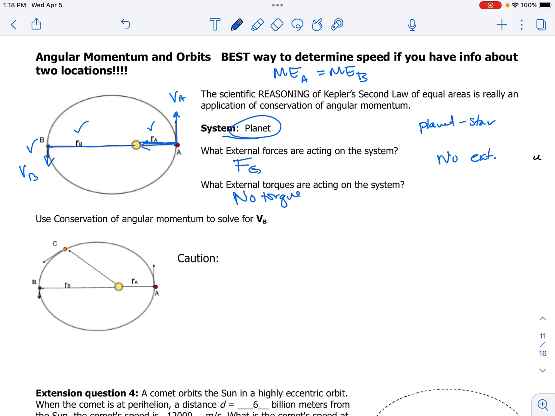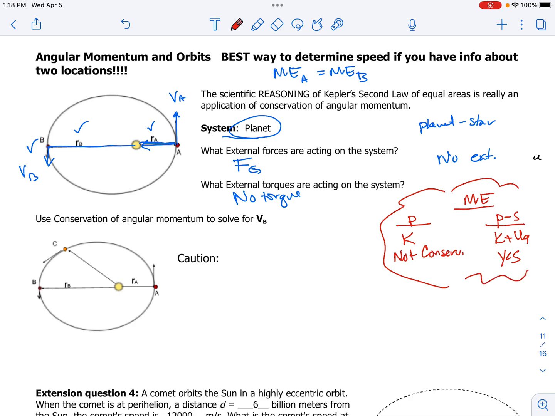Just as a quick review, because I always like to throw this in, if I was looking at conservation of mechanical energy, if I looked at just the planet system, this would just be looking at the kinetic energy, which would define the mechanical energy, and it would not be conserved, because you have that external force, the force of gravity, which is causing the satellite to speed up and slow down. If I looked at the planet-sun system, then that would include kinetic plus gravitational potential energy, and yes, it would be conserved. So just a little review on system identification and conservation laws. All right, we'll hop back to our momentum discussion.